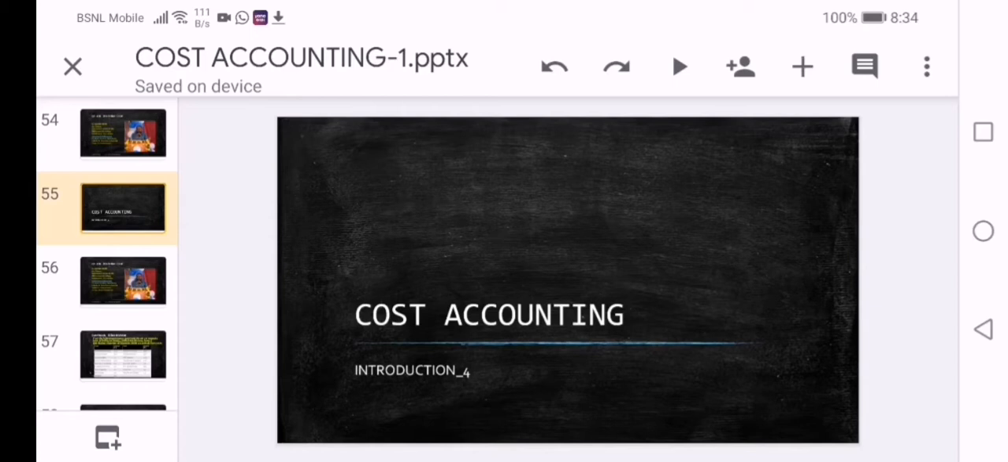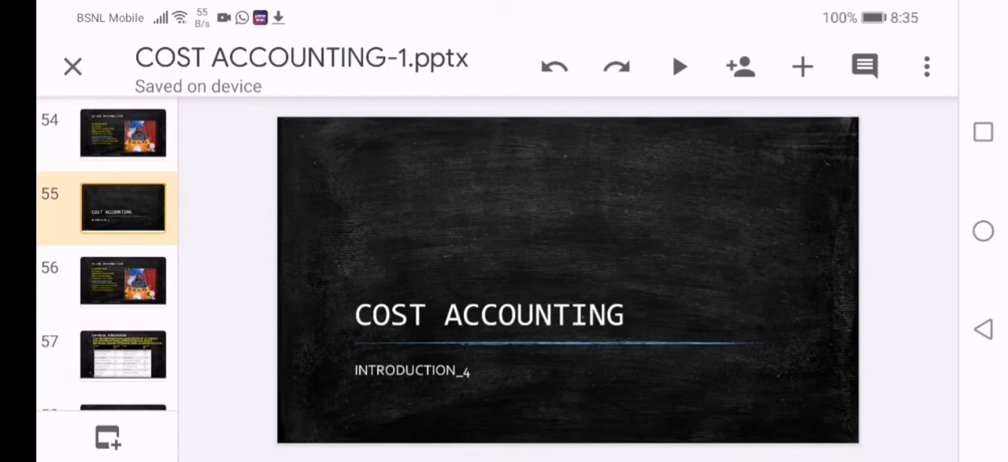During the last 3 sessions on introduction of cost accounting, we learned what is costing, distinction between financial accounting and cost accounting, cost accounting meaning, advantages, limitations, functions, etc.